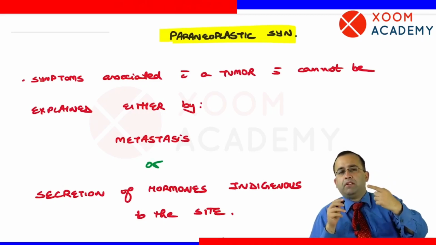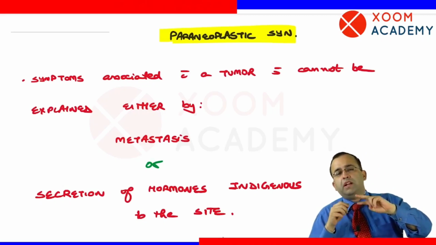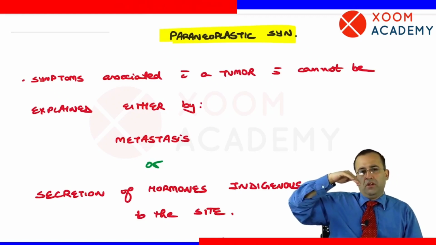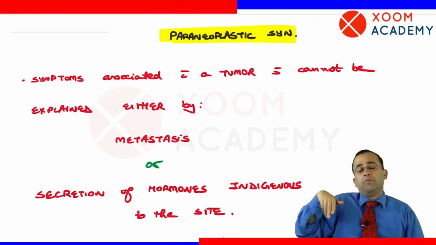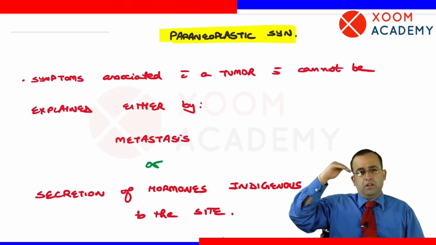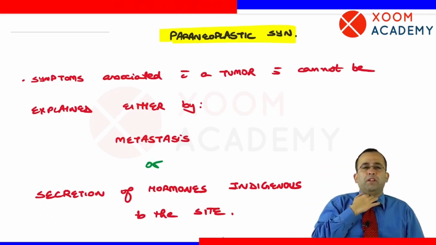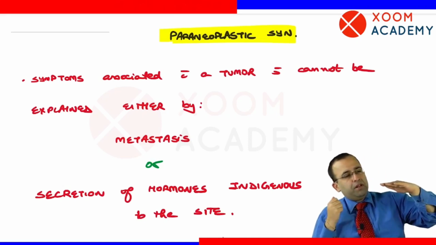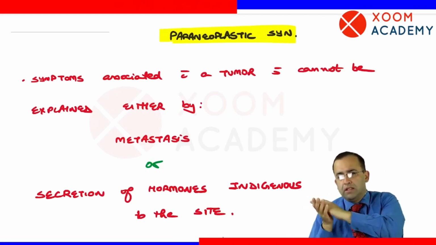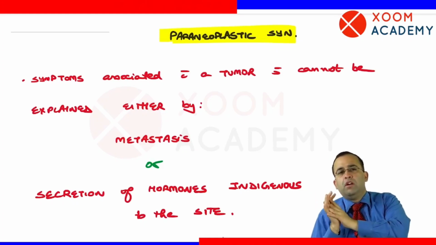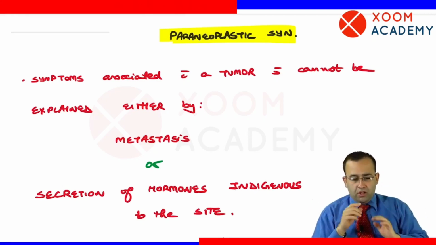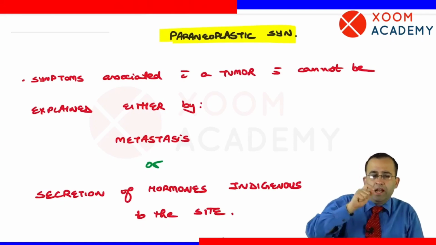Symptoms which cannot be explained by metastasis or secretion of hormones indigenous to the site. Suppose the patient has parathyroid carcinoma, which secretes parathyroid hormone, which in turn causes hypercalcemia. अब खुद सोचो, parathyroid carcinoma का तो जॉब ही है ना to secrete parathyroid hormone which will cause hypercalcemia. Is this hypercalcemia a paraneoplastic syndrome with parathyroid carcinoma? No. Suppose a patient has insulinoma, which leads to increased insulin secretion, which causes hypoglycemia. Is this hypoglycemia paraneoplastic? No. I can explain this hypoglycemia on the basis of secretion of insulin from insulinoma. So it should not be associated with secretion of hormones indigenous to the site.